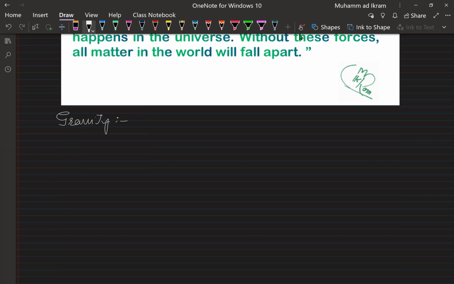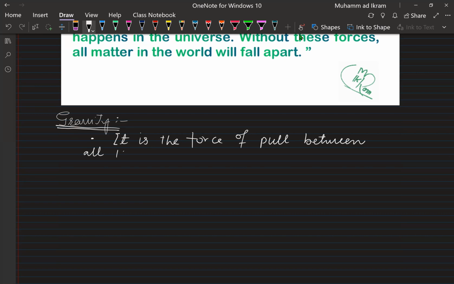Now, what is gravity or the gravitational force? It is the force of attraction, or the force of pull, between all kinds of masses. Between what? Between all kinds of masses.